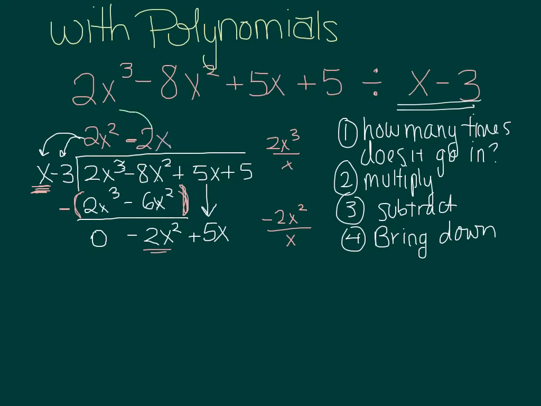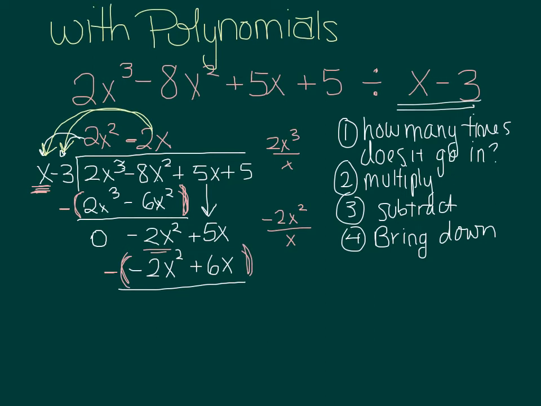And now again, I'm going to multiply both parts of my divisor by the 2x. So negative 2x times x, well, that's a negative 2x squared. Good. A little check here. These are the same. And then negative 2x minus 3 would be plus 6x. And now I am going to go back and subtract.